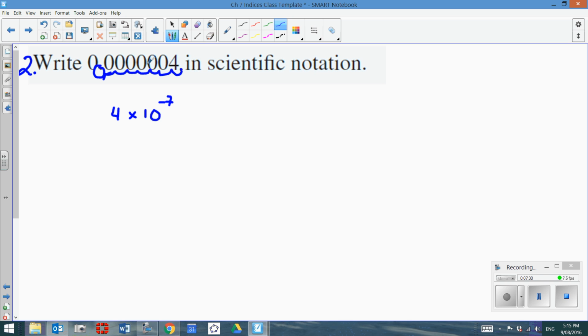So remember, there are 1, 2, 3, 4, 5, 6 zeros plus the additional position of where the 4 is, and that makes me move my decimal 7 times to the left.